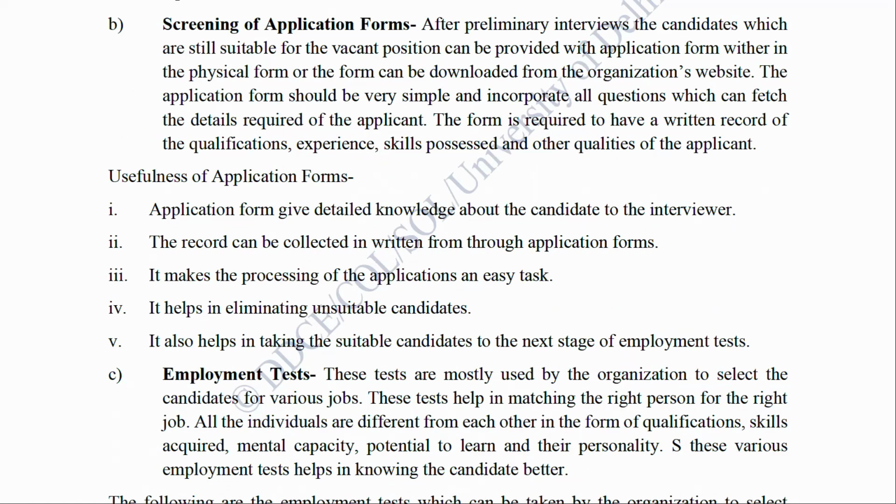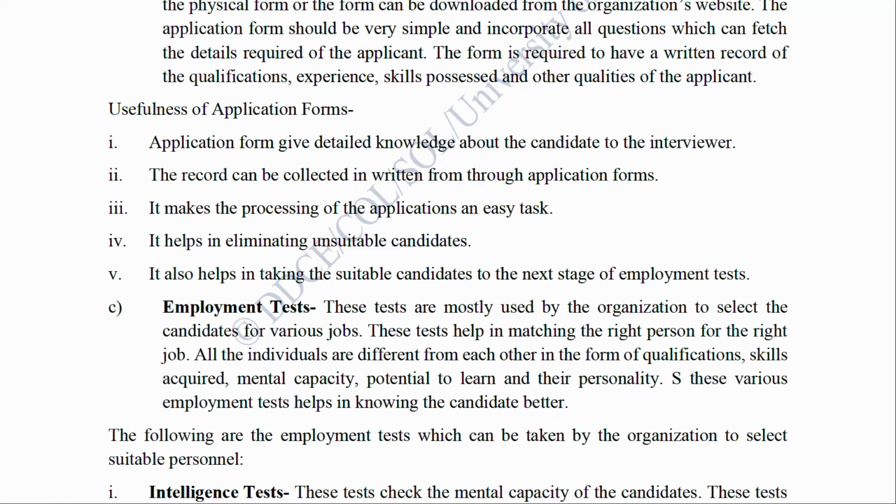Second step, screening of application forms. After preliminary interviews, the candidates who are still suitable for the vacant position can be provided with an application form, either in physical form or downloaded from the organization's website. The application form should be very simple and incorporate all questions which can fetch the details required of the applicant. The form is required to have a written record of the qualifications, experience, skills possessed, and other qualities of the applicant. Usefulness of application forms.